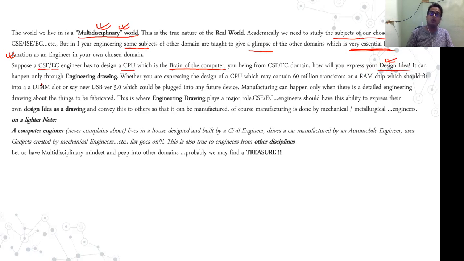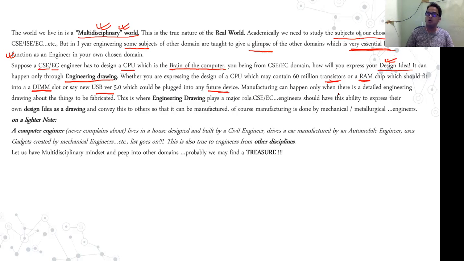It can happen only through your engineering drawing. Whether you express the design of a CPU, which may contain 60 million transistors, or a RAM chip. We all know that there are so many transistors and so many memory chips or RAM chips inside your computer, which should fit into your DIMM slots, or some USB slots, which could be plugged into your future devices.